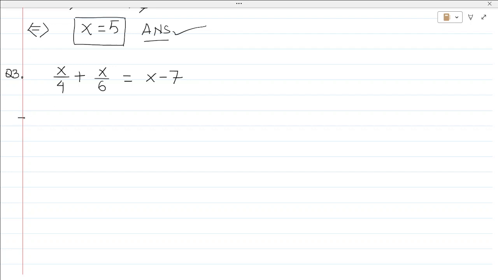So what we do, taking the LCM of 4 and 6. What is the LCM of 4 and 6? I hope you know how to find the LCM. 2 2s are 4, 2 3s are 6. So the LCM is 3 2s are 6, 6 2s are 12. So the LCM of 4 and 6 is 12.